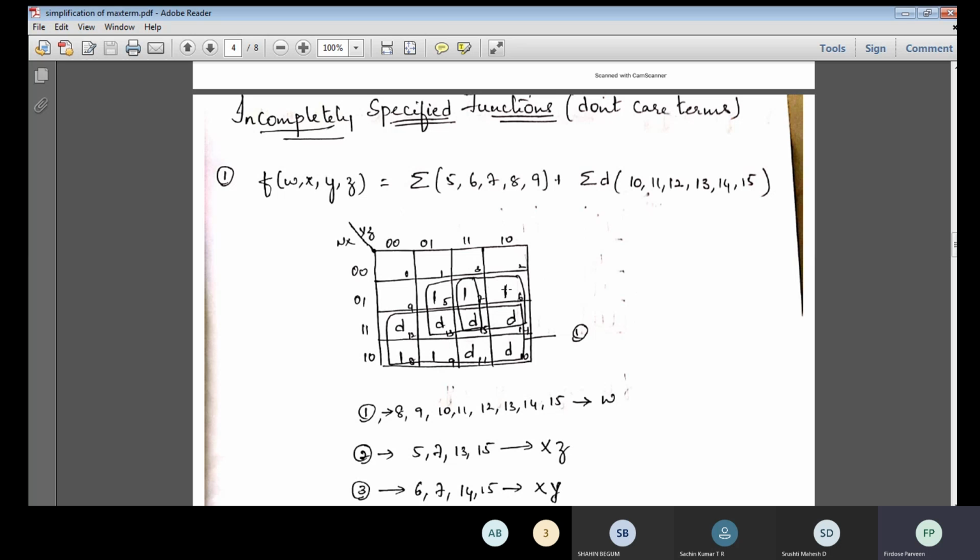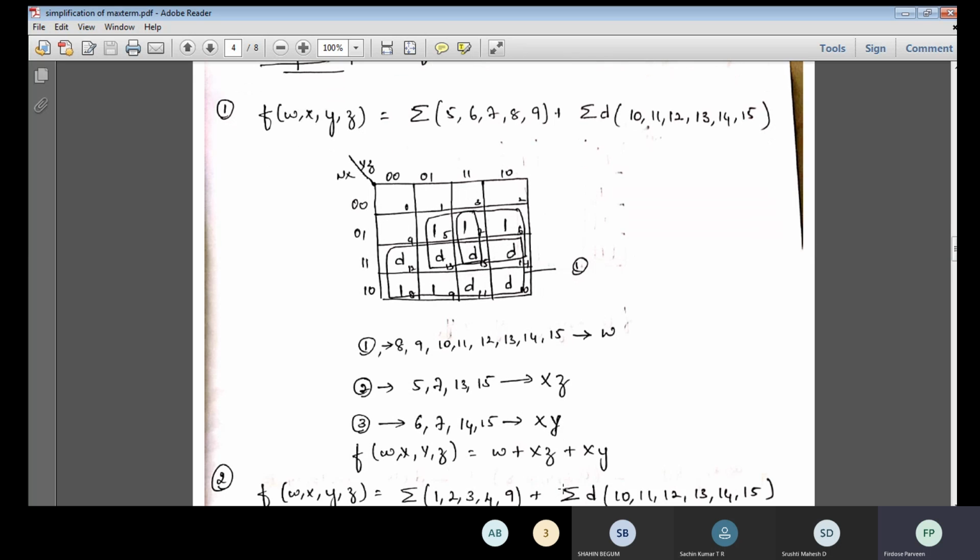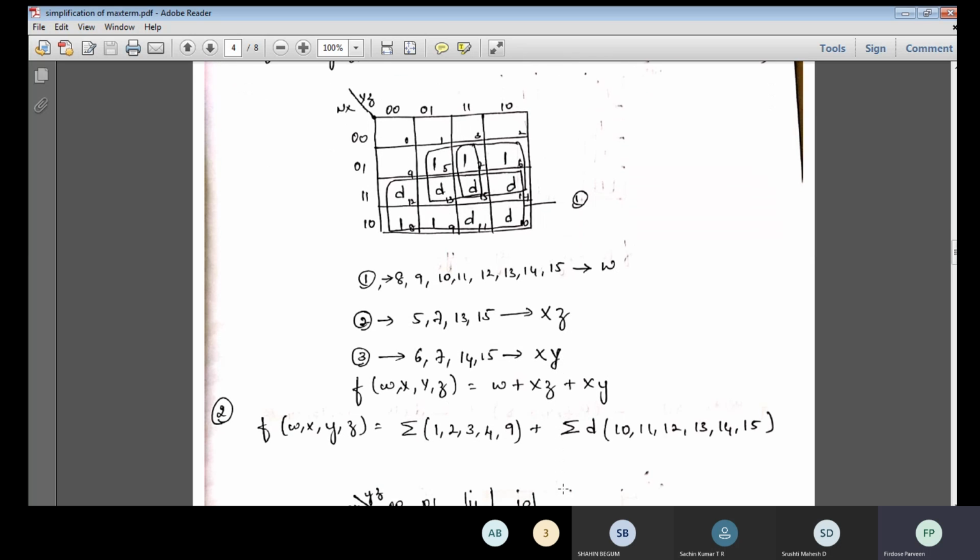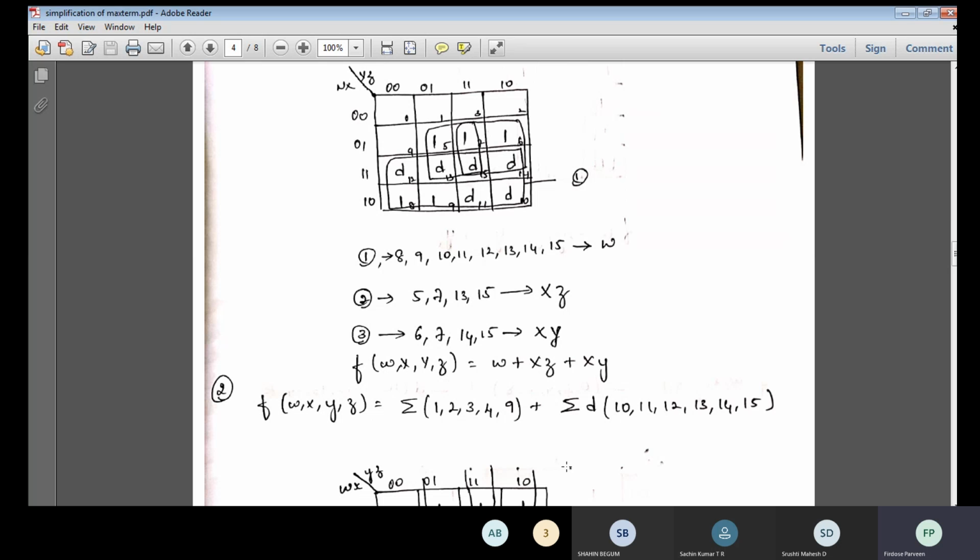So that I'll be getting maximum cell grouping. When I group this one, it is 6, 7, 14, 15. The corresponding row is X, and the corresponding column is Y. So I'll be getting XY. So to write the minimal equation, f of wxyz is equal to w plus xz plus xy.